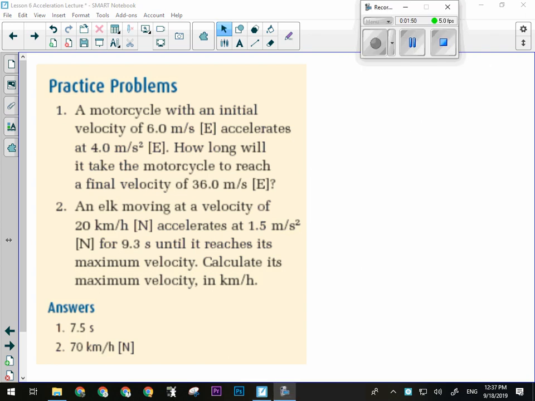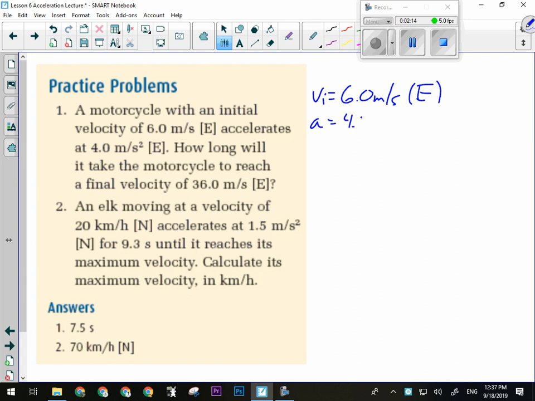Okay, let's have a look at number one, because I'm sensing that number two is giving people trouble because of the units. We'll have a look at that in a minute, but let's go over number one first. We have a motorcycle with an initial velocity of 6 meters per second. First step here is write down my given, 6 meters per second. It accelerates at 4 meters per second squared. Sorry, I should also write that that's east. The acceleration is 4.0 meters per second squared east. We're looking for how long it will take, that's time, for it to reach a final velocity of 36 meters per second east.